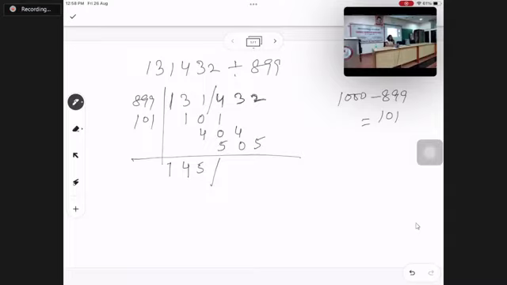So this is 5 plus 1, 10, 4 plus 3, 7, 5 to 7. But how many zeros are there in the base? 3. But here we are getting 4 digits. So we carry over this and add here. So this is 146 and this is 077. This is the quotient, this is the remainder.